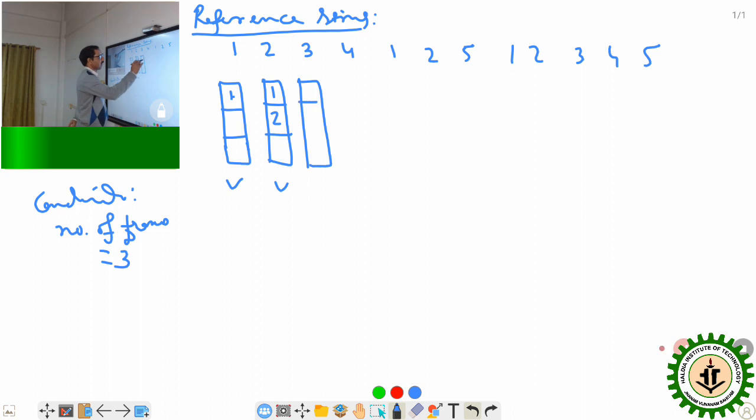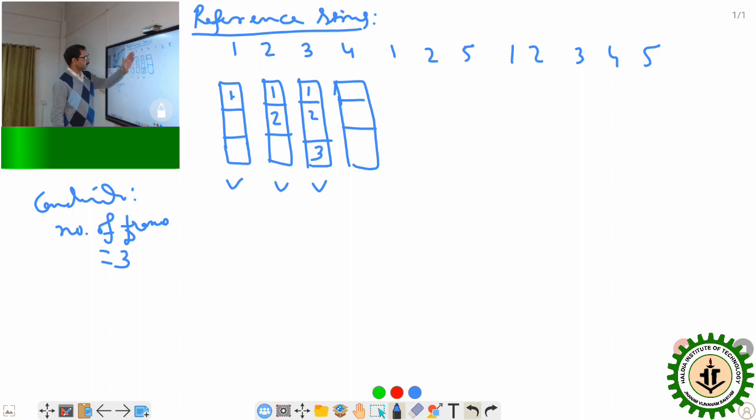Next, the process needs to access reference page 3, which also does not belong to the frames, so place it here. Again a page fault occurs. Next, the process wants to access page 4, which is not within the 3 frames, but all the frames are occupied by the previous pages. In this scenario, when a page fault occurs and memory is not available, replace one page from these frames and allocate page number 4.